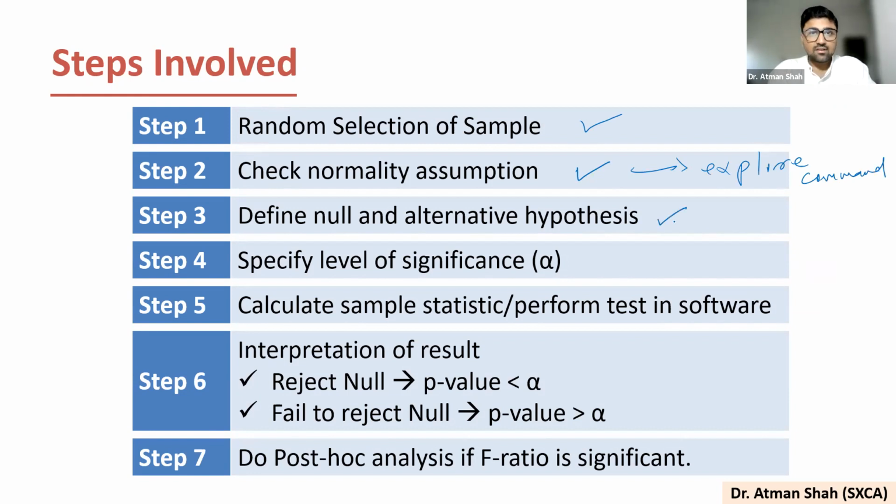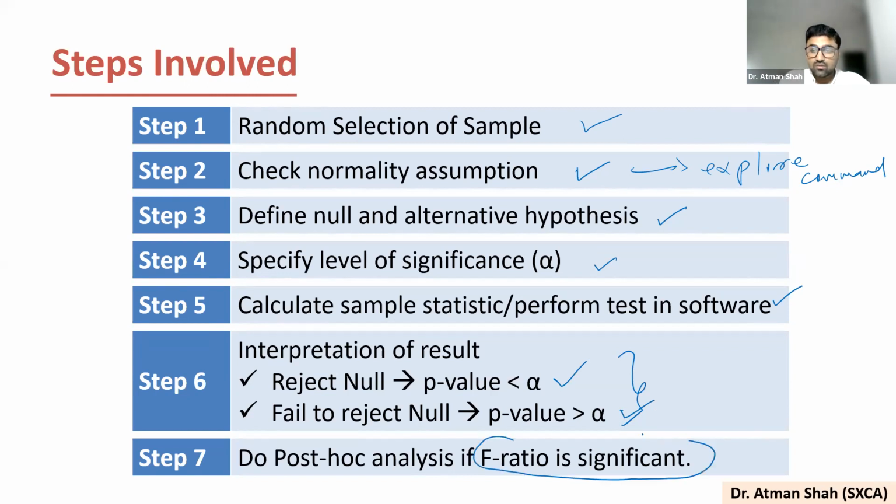Define the null and alternative hypothesis, specify the level of significance, perform the test. This is the decision rule. If p-value is less than alpha, reject the null hypothesis. If p-value is greater than alpha, we fail to reject the null hypothesis. Then perform post hoc analysis if F ratio is significant or when H0 is rejected.